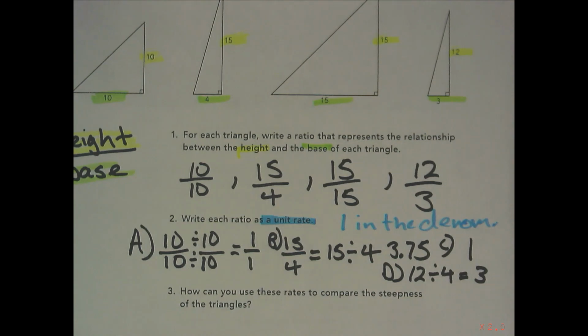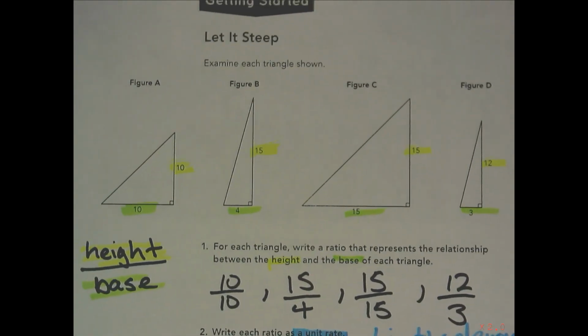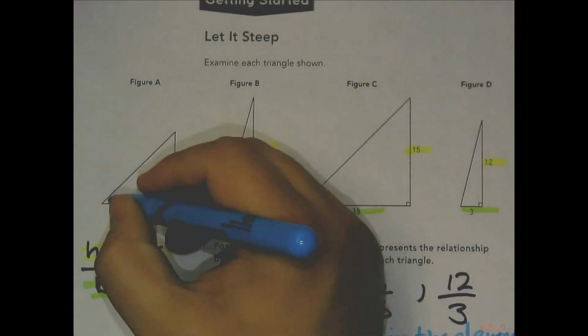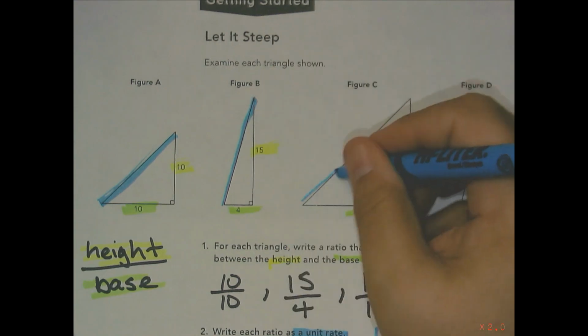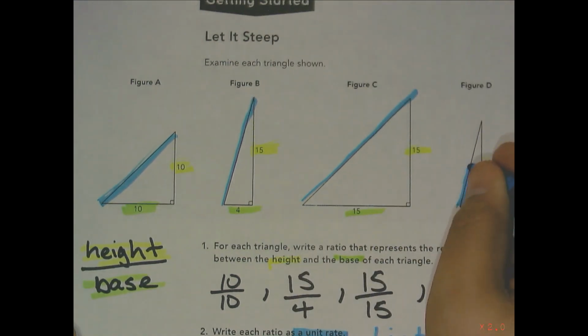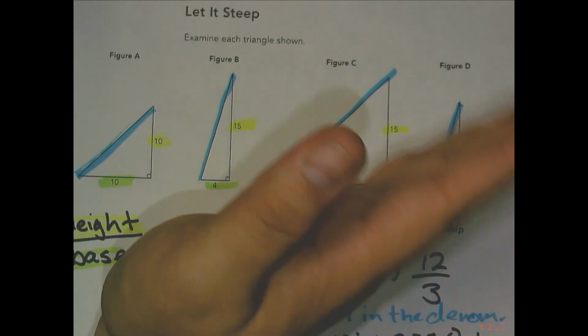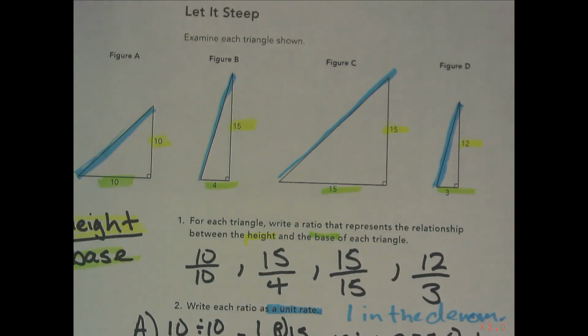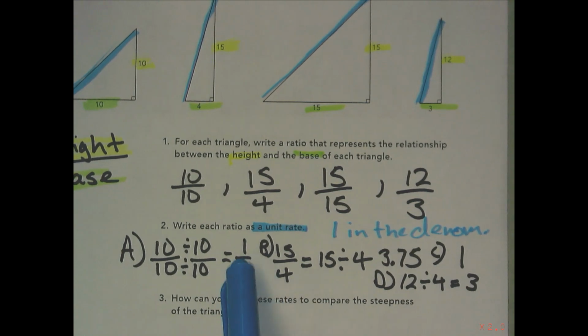Now there's an interesting concept here. This concept of slope or rate of change is like the steepness of a line. First, let's examine the triangles. If I were to look at the hypotenuse of every triangle, which figure looks like it's the steepest? Which one looks like it's turned the most, almost straight up and down? B or D, right? Yeah. Probably B.